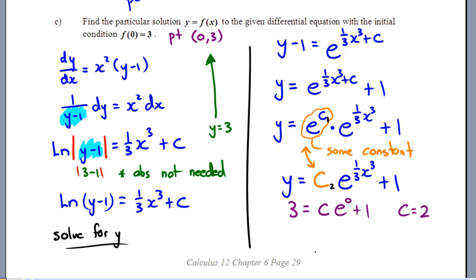Okay, final answer. This particular solution, y, which is a function of x, is equal to 2 e to the 1/3 x cubed, then add 1.